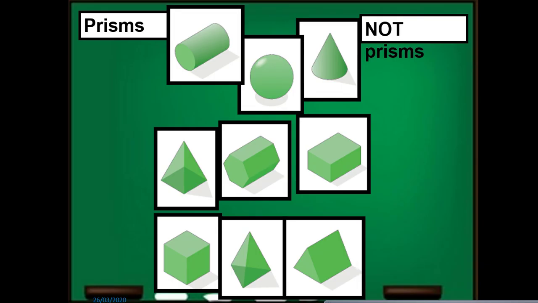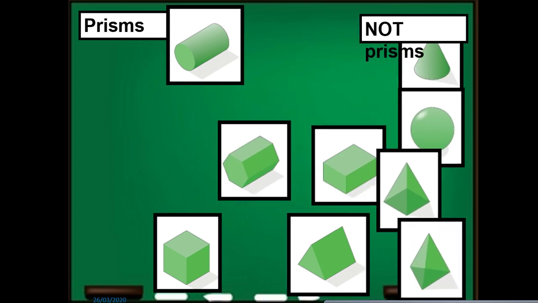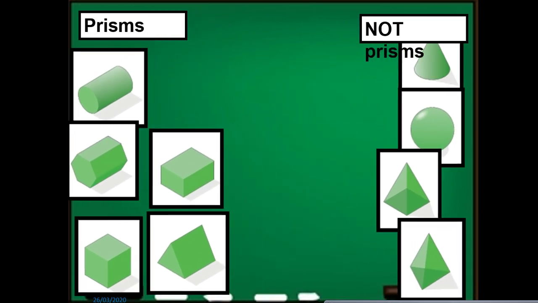So have a quick think, which of these are prisms and which ones are not? Pause the video. Okay, here you go, to show the animation. The only thing you might get confused about is that the first one is a cylinder, but we would call that a prism. This one here is a cuboid, but again I'd call that a rectangular-faced prism.